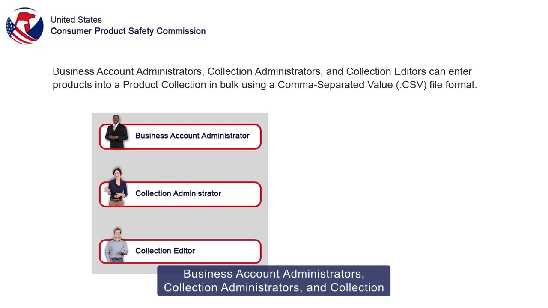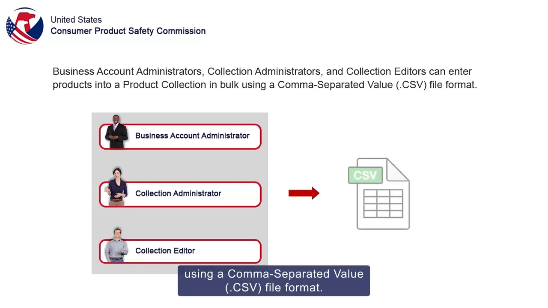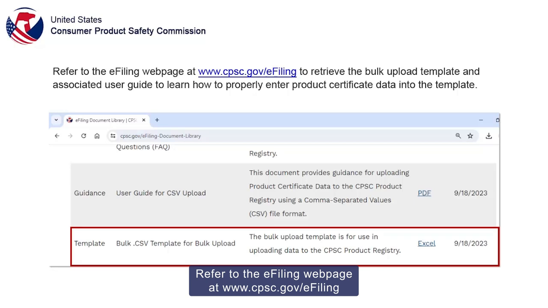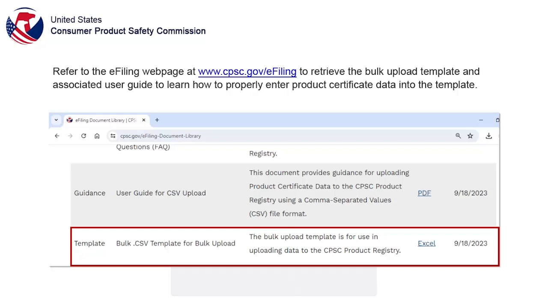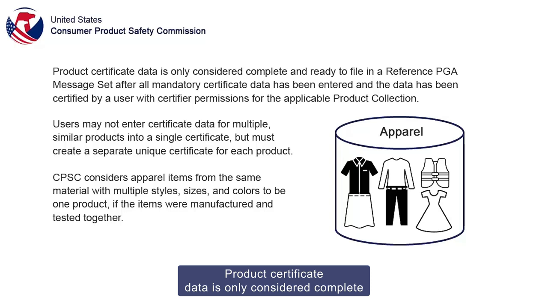Business account administrators, collection administrators, and collection editors can enter products into a product collection in bulk using a comma-separated value CSV file format. Refer to the e-filing webpage at cpsc.gov/e-filing to retrieve the bulk upload template and associated user guide to learn how to properly enter product certificate data into the template. Product certificate data is only considered complete and ready to file in a reference PGA message set after all mandatory certificate data has been entered and the data has been certified by a user with certifier permissions for the applicable product collection.